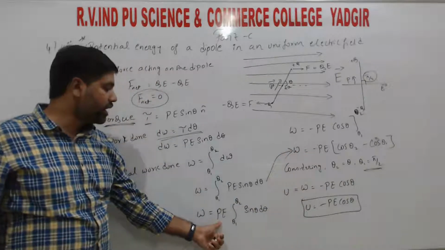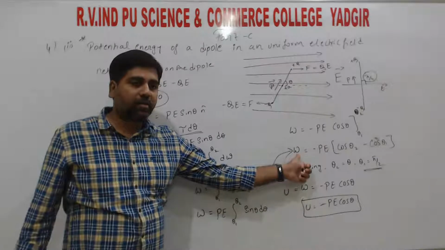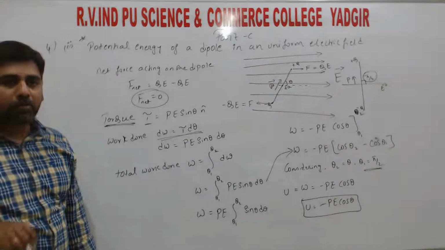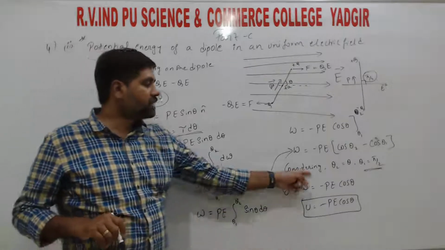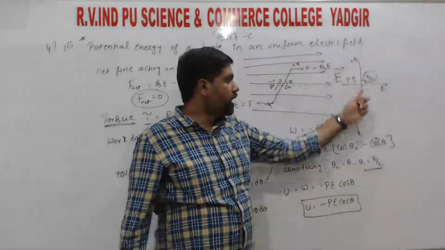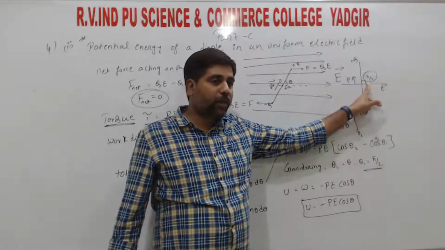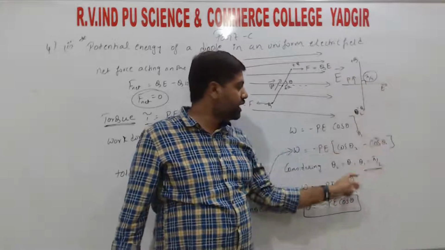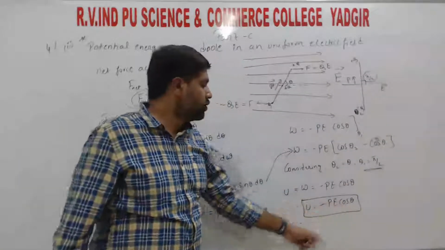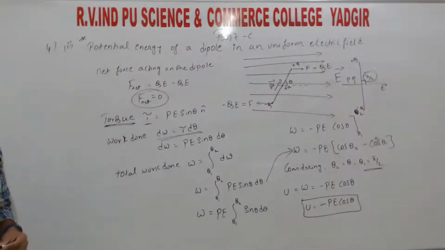So directly we can write the integration from theta 1 to theta 2 of p E sin theta. We can write W is equal to minus pE (cos theta 2 minus cos theta 1), right? So next, considering the general case, theta 1 is pi by 2, so the angle starts from pi by 2. Then theta 2 we can take as theta in general. So we get U is equal to minus pE cos theta, right?